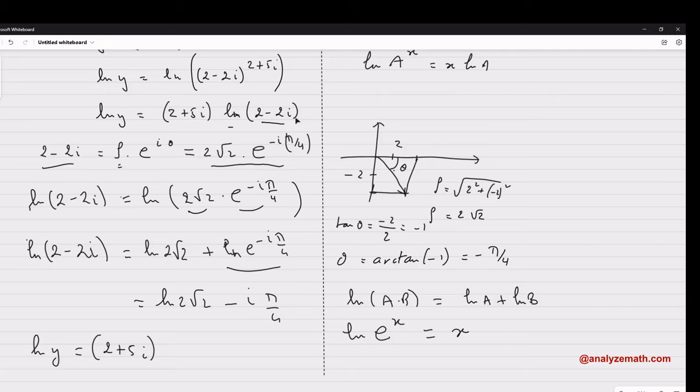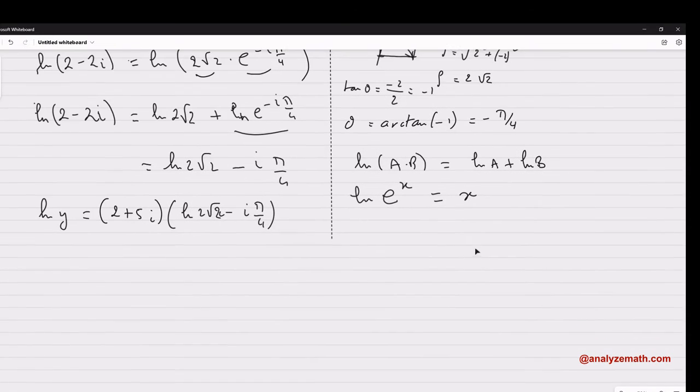So all this is equal to (2 plus 5i) times (ln of 2 square root of 2 minus i pi over 4). Good. Now this here is just the product of two normal complex numbers.